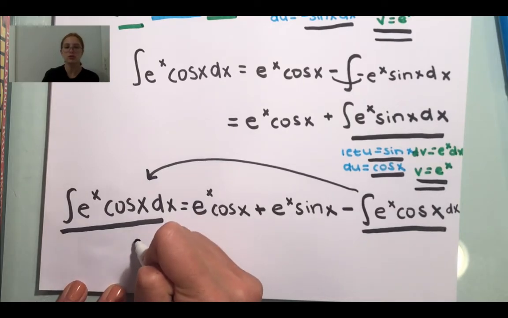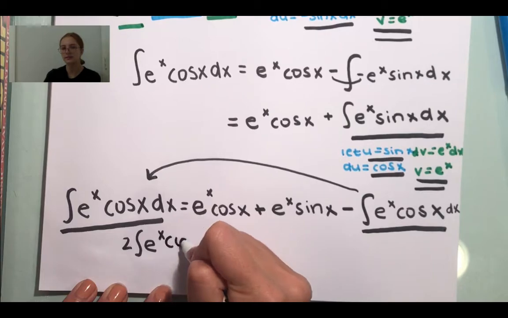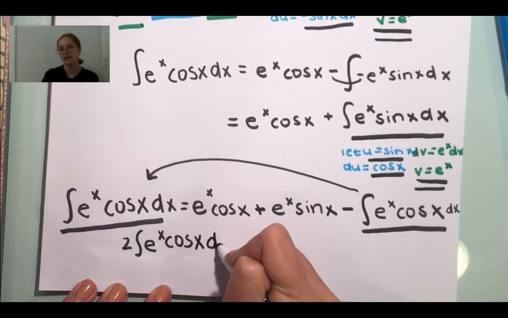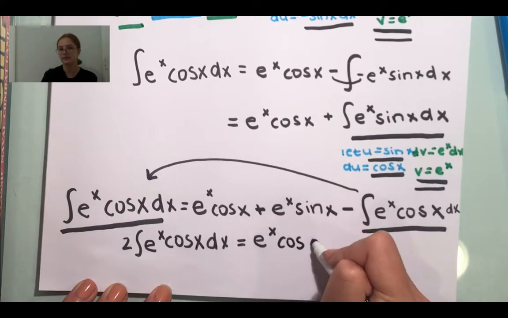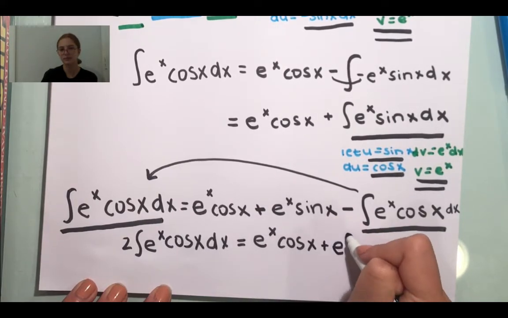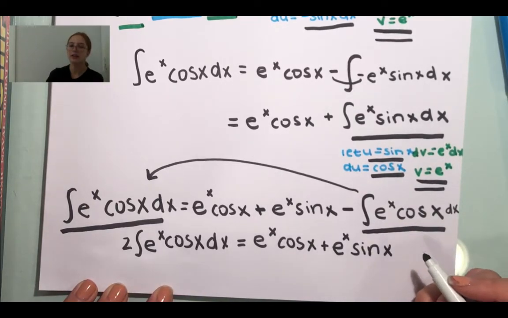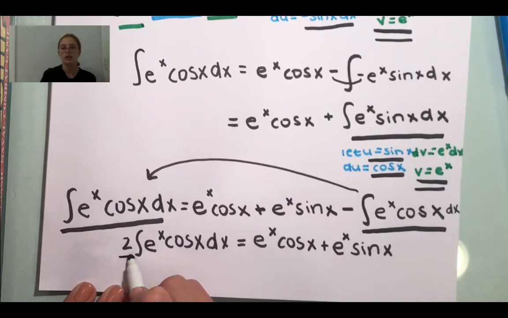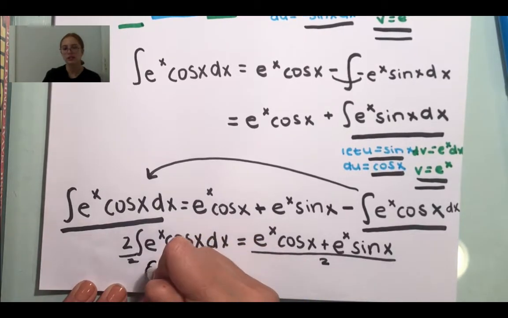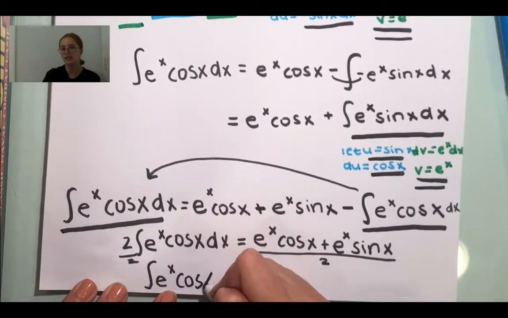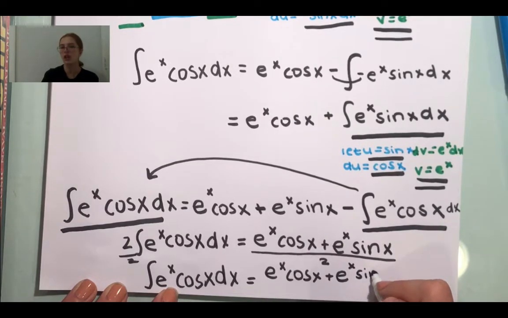So you end up with 2 times the integral of e to the x cosine x dx equals e to the x cosine x plus e to the x sine x. All we have to do to solve our equation is divide both sides by 2. So the answer to this problem, the integral of e to the x cosine x dx, equals e to the x cosine x plus e to the x sine x, all over 2.